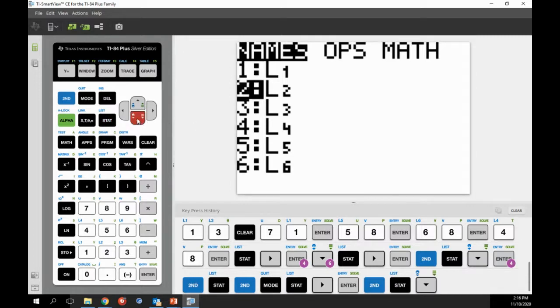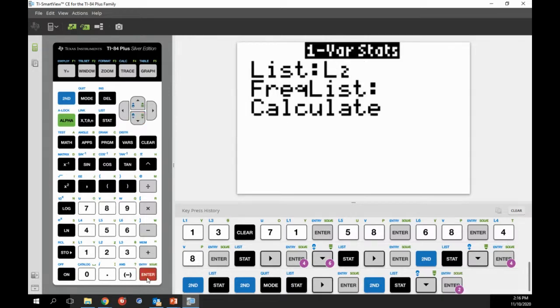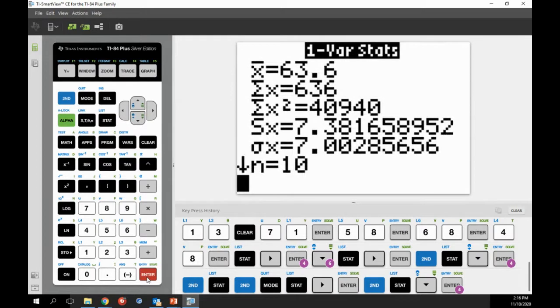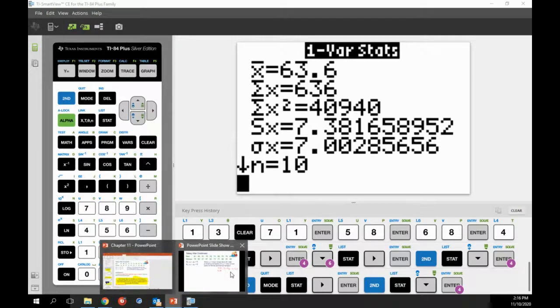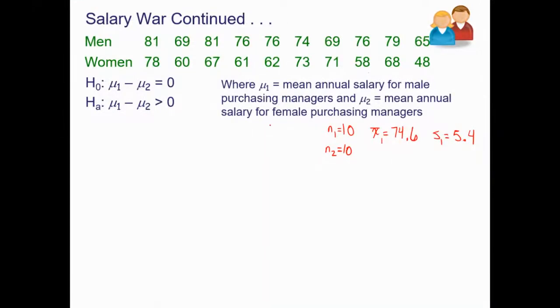And then you'll want to pick L2. Hit enter. And then you should get the stats. Okay, so we had 10 for our sample size. What about our mean? What was our mean for this one? 64.6, okay. What was the standard deviation? 8.6. Okay. If you scroll down, you can see the box plot information that we would need.